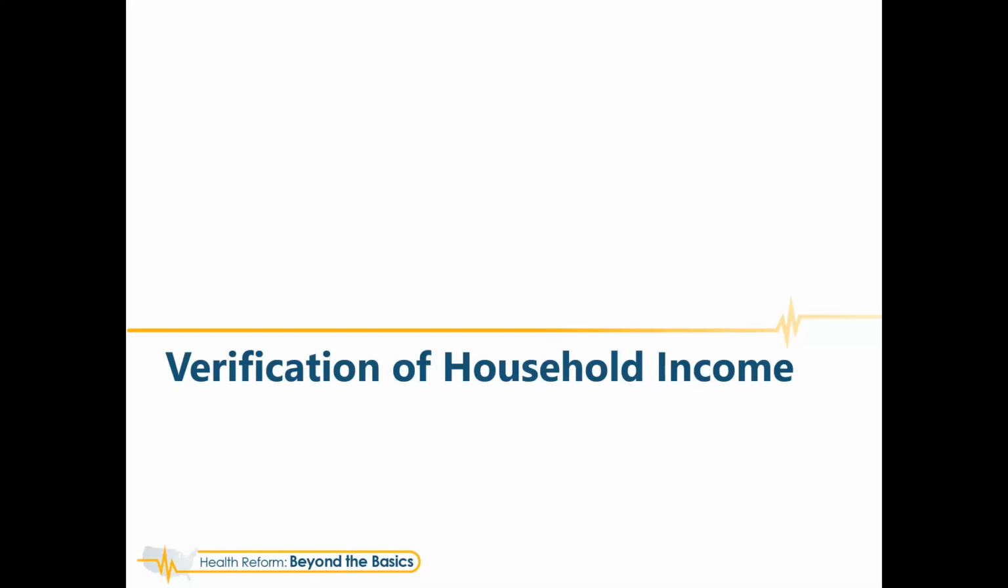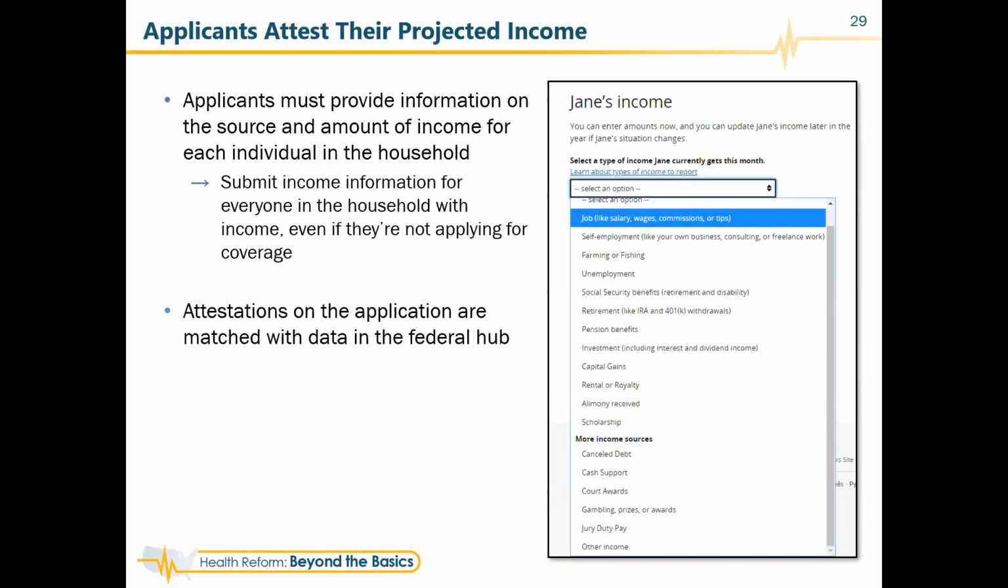Okay, this is Tara, and we're just going to run through some slides on the verification of household income. The process is very similar to what Shelby outlined, but some of the rules are a little different. So as you know, applicants attest their projected income on the healthcare.gov application. So you have to submit for every person in the household what their source of income is, and what the amount of income is. And you can see on the screenshot what this looks like now.